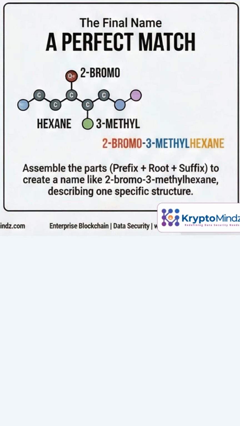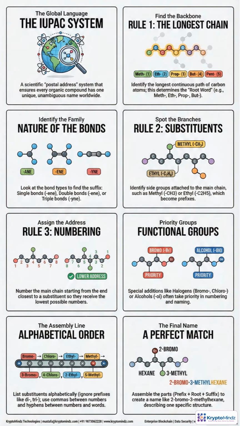Numbers indicate substituent positions, substituents are alphabetized, the root reflects the longest chain, and the suffix shows the main functional group and bond type. Following these conventions allows chemists to translate a name like 2-bromo-3-methylhexane directly into one exact molecular structure. Systematic naming relies on a logical sequence.